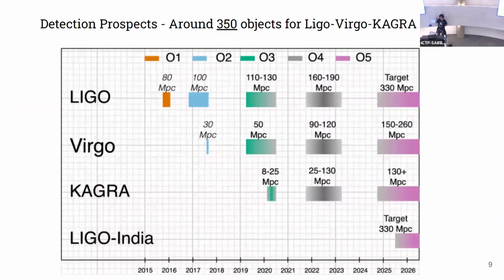So with this aside, I want to highlight that LIGO, Virgo, and KAGRA are going for their fourth and fifth runs. And the prospects are really nice. We will probably detect another 300 objects. And they will probe much higher distances.